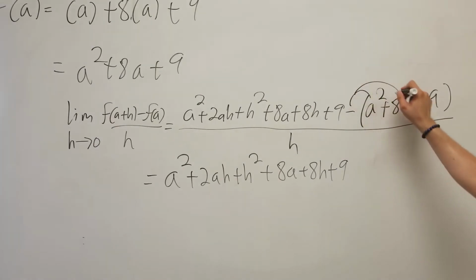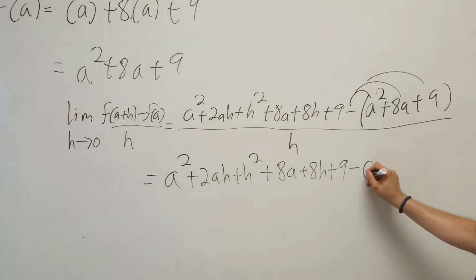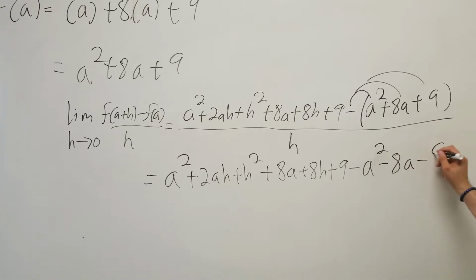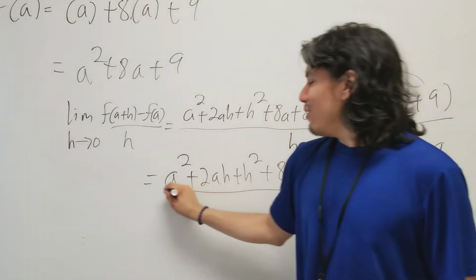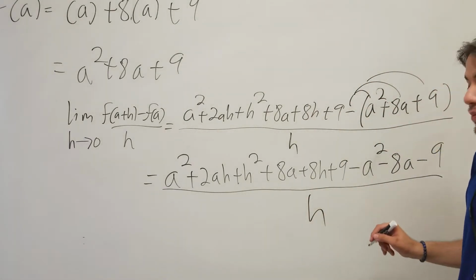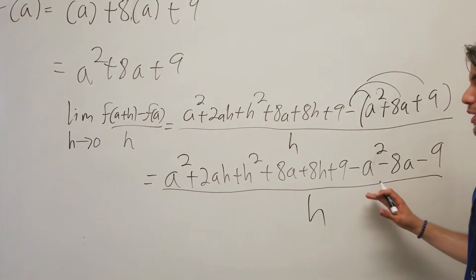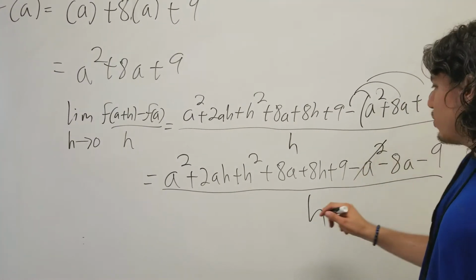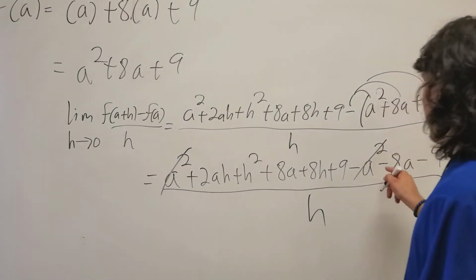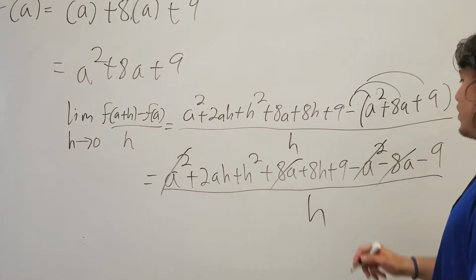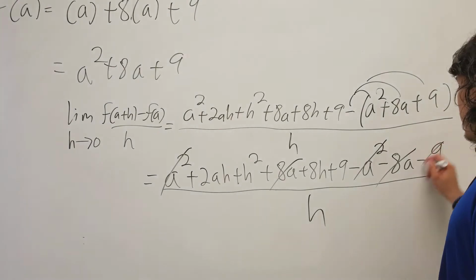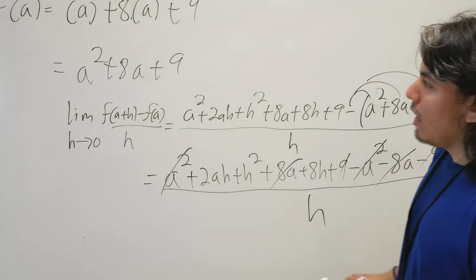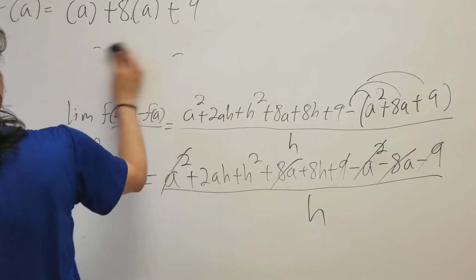So now I distribute the negative sign on the right side. I get negative a squared, negative 8a, minus 9, all over h. So now you're going to see there's going to be a huge amount of cancellation, where a squared cancels with the other a squared, 8a cancels with the other 8a, negative 9 with the positive 9. So after we clean up some of the algebra here, we're left with what?